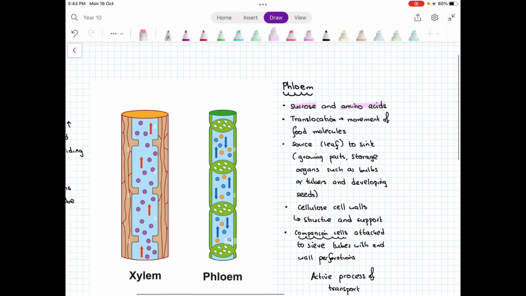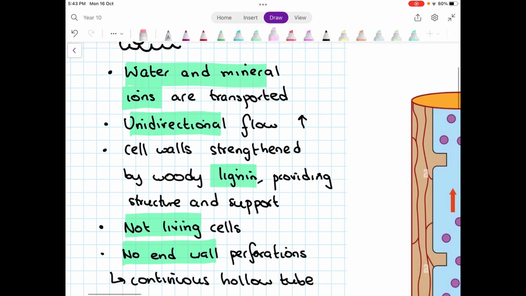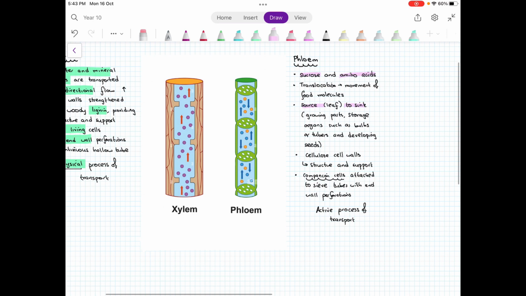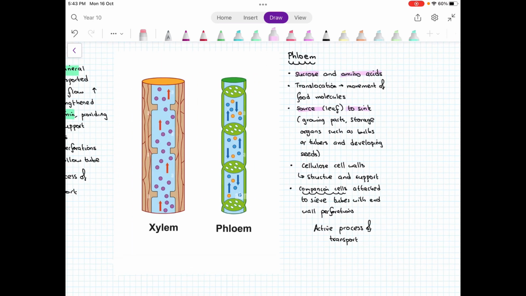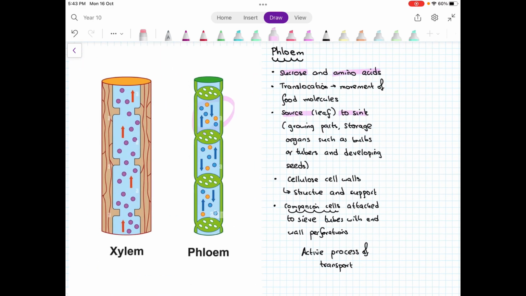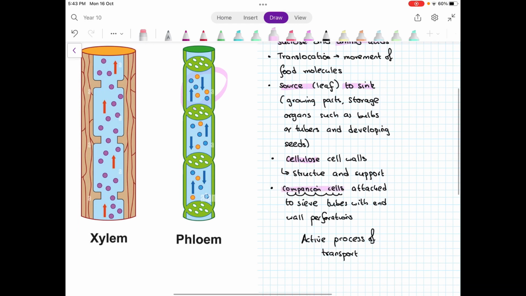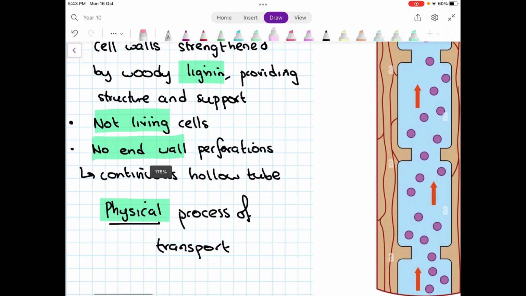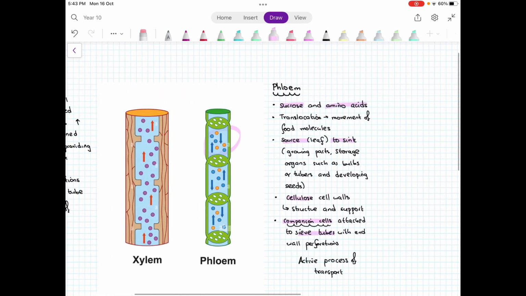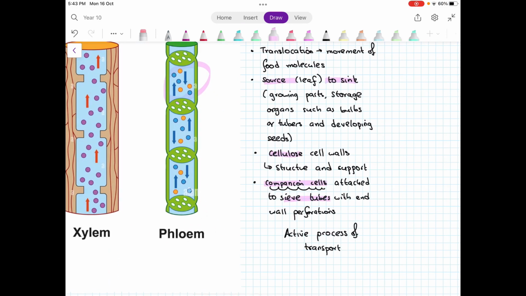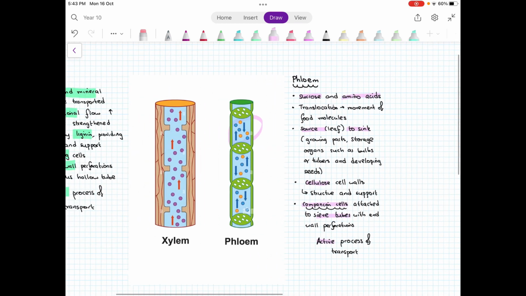Okay, so sucrose and amino acids are transported. They move from source to sink, so it's not necessarily unidirectional flow, because they can move both upwards and downwards, as depicted here. Cell walls made of cellulose, companion cells, sieve tubes, which are living as opposed to non-living cells in the xylem, and finally, the process of transport is active.